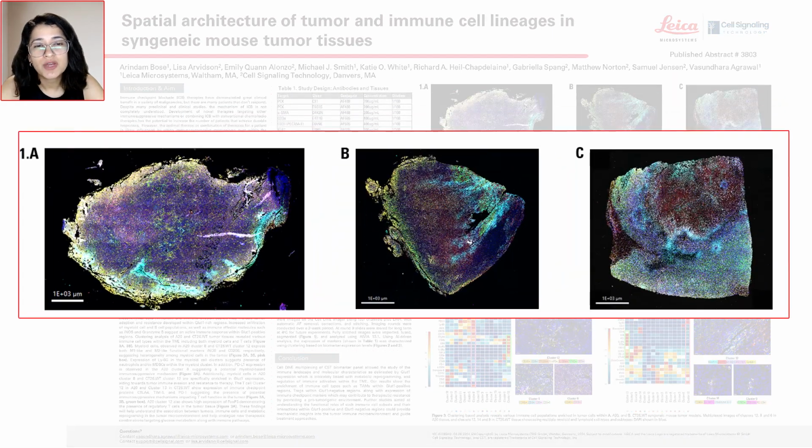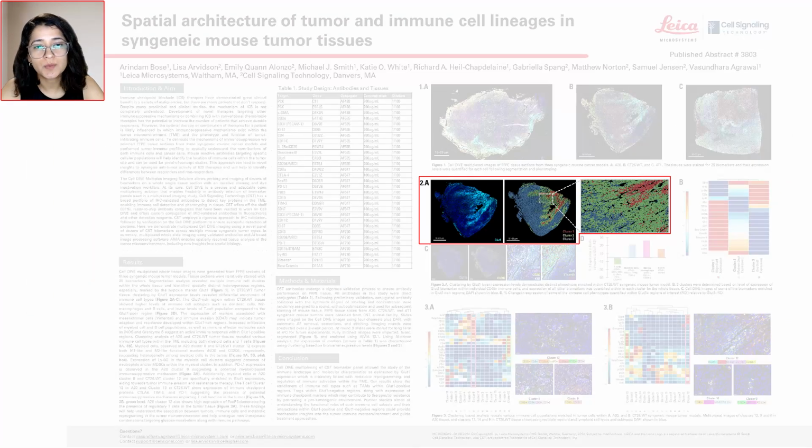Here, we demonstrate multiplex Cell DIVE imaging using CST antibodies across these 3 mouse syngeneic tumor types, as shown here. We can appreciate how Cell DIVE can allow us to visualize spatially distinct heterogeneous regions, especially marked by metabolic markers such as GLUT1, which is a marker for tumor hypoxia and is shown in cyan in these images.